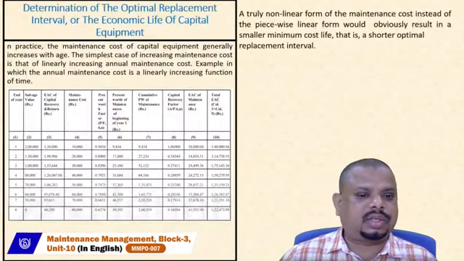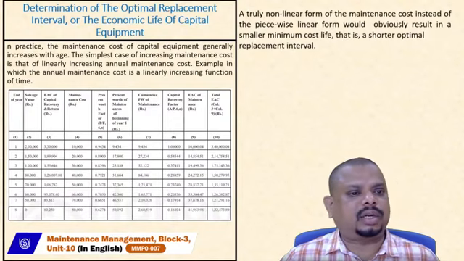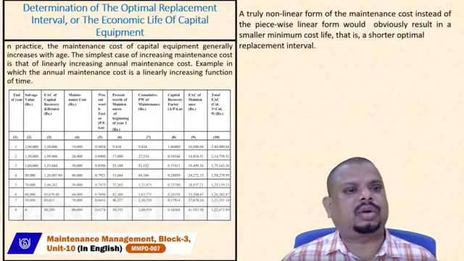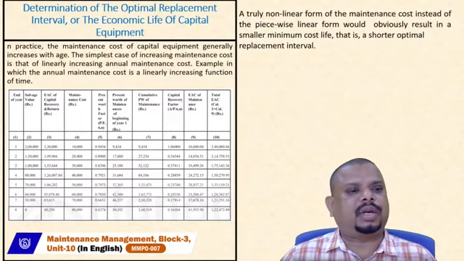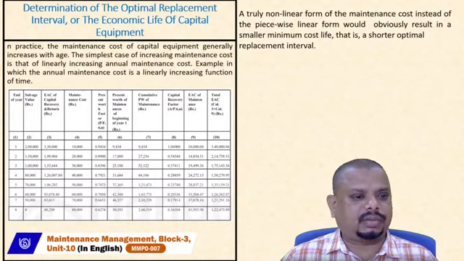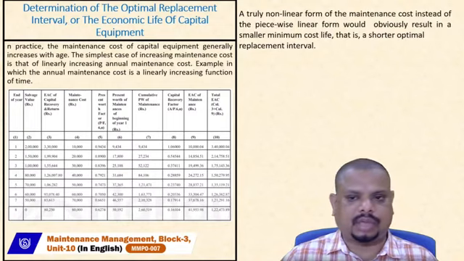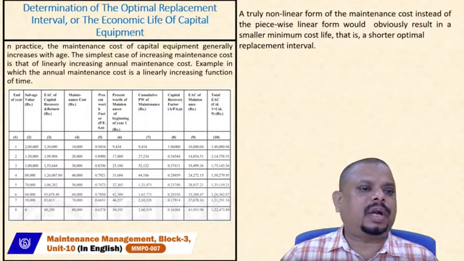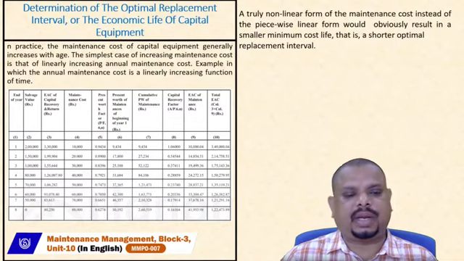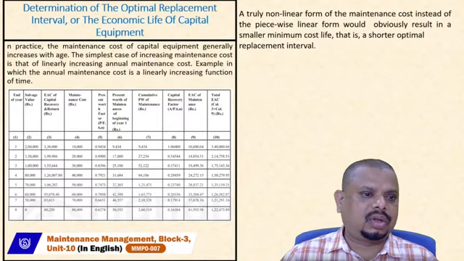Moving to the next one, here I have given another example with respect to the determination of the optimal replacement interval, or the economic life of capital equipment. So let's understand this from the numerical. In practice, the maintenance costs of capital equipment generally increase with age.